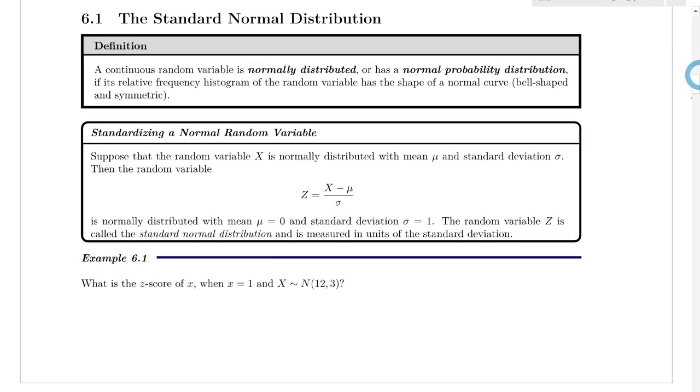So now we can talk about the standard normal distribution as a curve and mathematically. A continuous random variable is normally distributed, or has a normal probability distribution, if its relative frequency histogram has the shape of a normal curve, meaning bell-shaped. Essentially, we're looking at the relative frequency histogram and seeing if it's bell-shaped and symmetric. So we're going back to chapter 2 in the histograms. It all starts there, right?